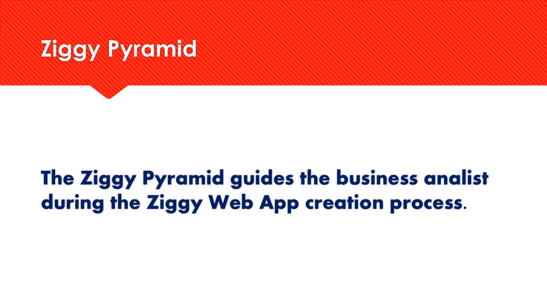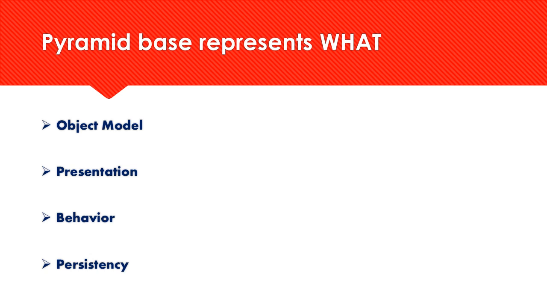With the development of Ziggy, you can use the Ziggy pyramid. This pyramid helps the business analyst during the entire creation process. The base of the Ziggy pyramid represents the what. We have a quadrilateral, which means that the bottom is a square. There are 4 triangles that represent the object model, the presentation, the behavior, and the persistence.